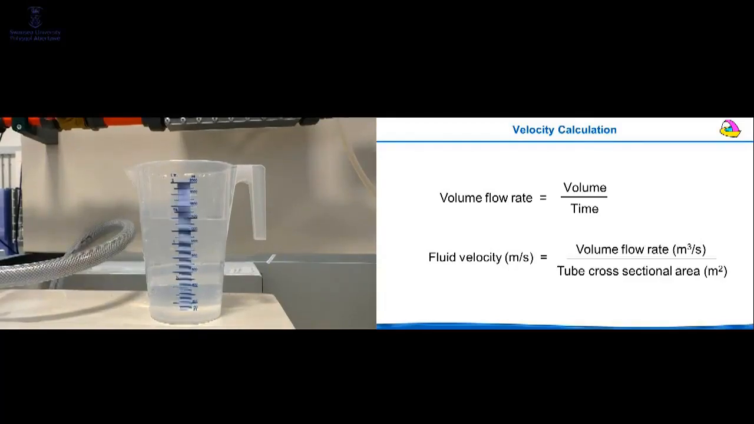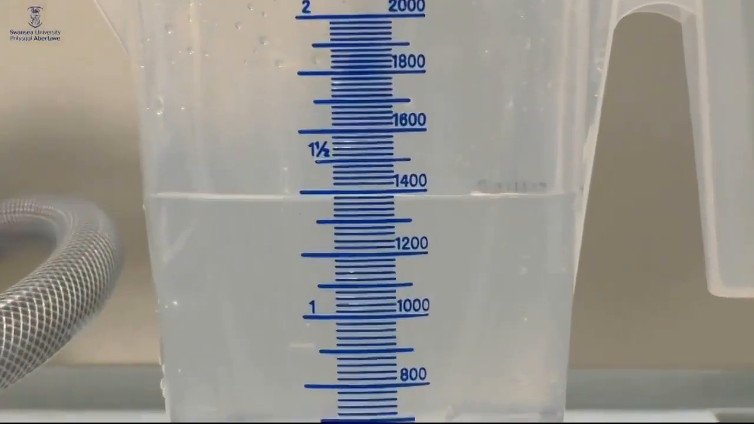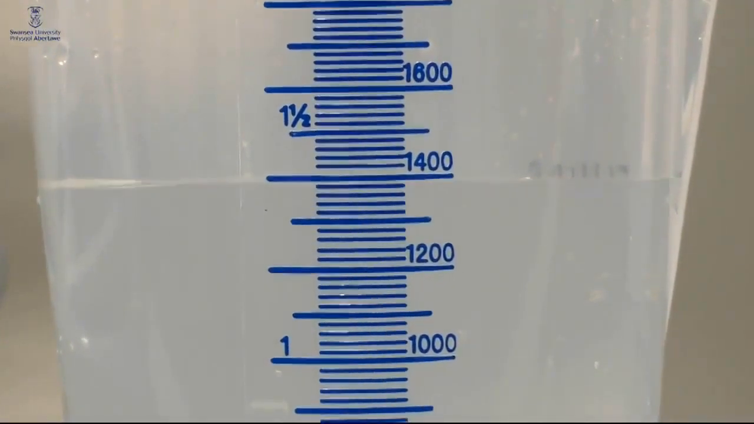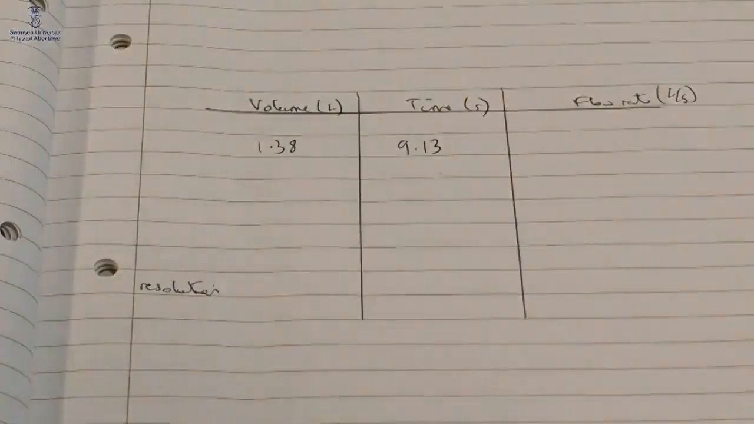Also make a note of the resolution of each of the scales you're using. That is the smallest increment on the scale of the jug and stopwatch, and consider sources of uncertainty that may affect the accuracy of your data.